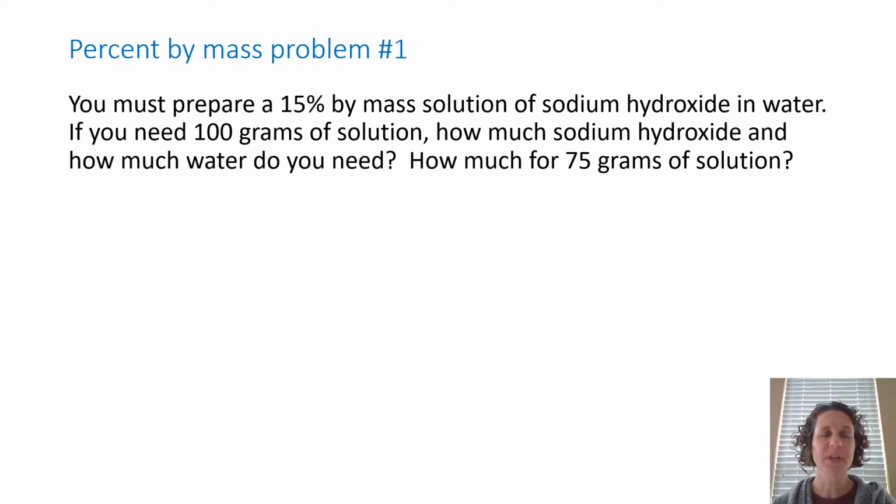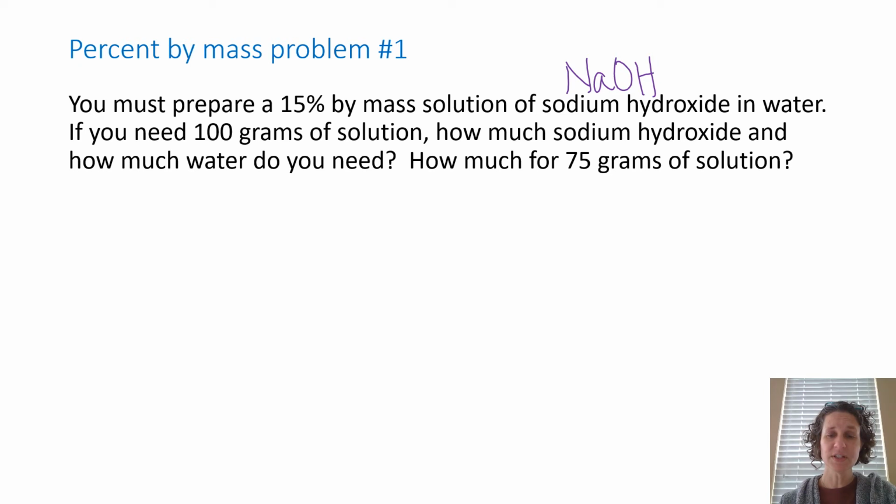All right, so here we go. The percent by mass problem number 1. It says you must prepare a 15% by mass solution of sodium hydroxide in water. Sodium hydroxide, you don't really need to know this, but just so you do, sodium hydroxide is NaOH. So we're mixing in sodium hydroxide with water, and we want it to be a 15% solution. So if you need 100 grams total, how much sodium hydroxide would you need and how much water would you need? So there's actually 2 problems here, one for 100 grams of solution, one for 75 grams.